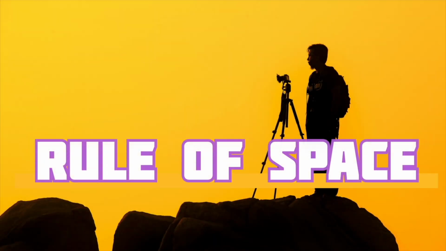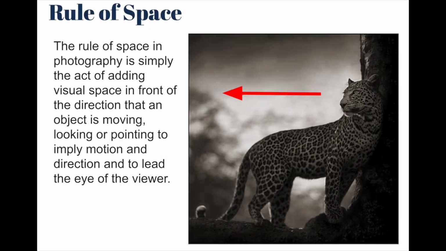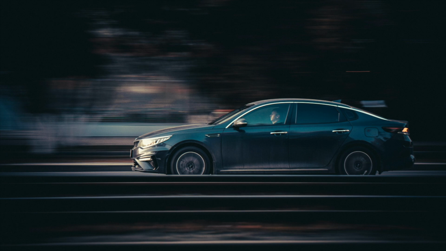Here is a quick way to improve your photos. Apply compositional rules like the rule of space. This rule simply says to add visual space in front of the subject in the direction they are moving, looking, or pointing. This is to imply motion and direction so as to lead the eye of the viewer forward.